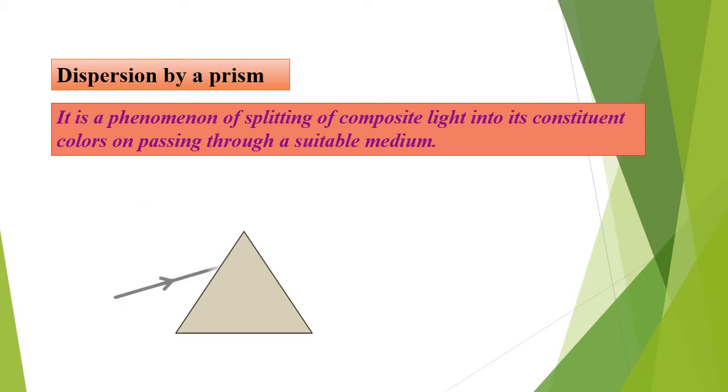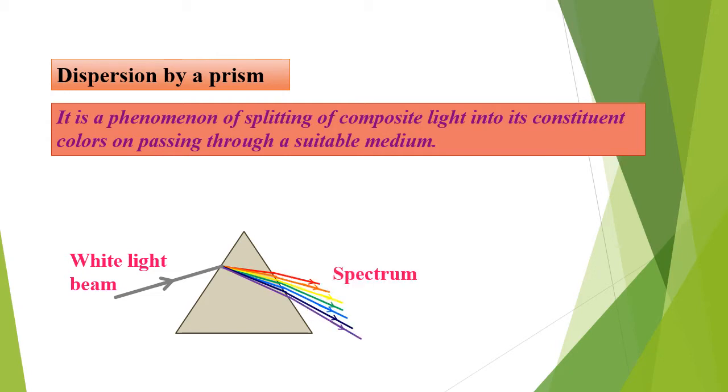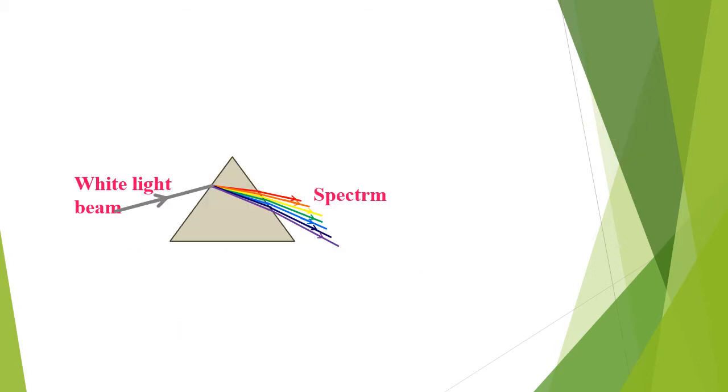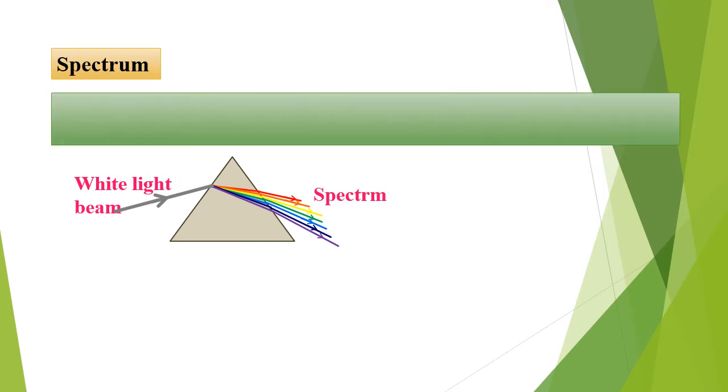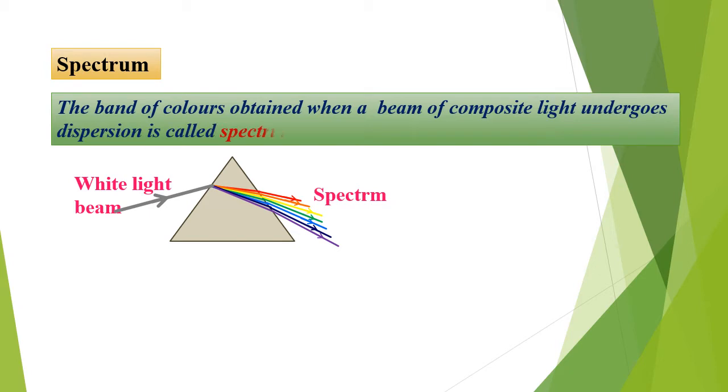This is a prism. When a white light beam is incident on one of the refracting surfaces of the prism, it is split into 7 colors, and we can receive on the screen a pattern of different colors that is called a spectrum. Spectrum: the band of colors obtained when a beam of composite light undergoes dispersion is called a spectrum.